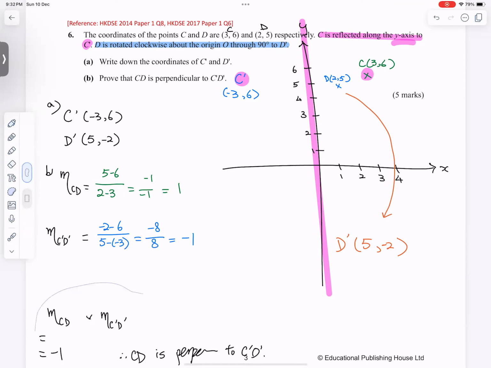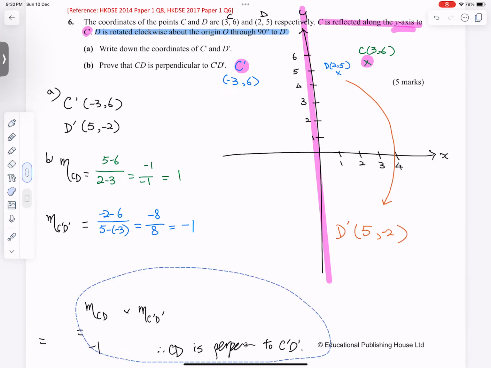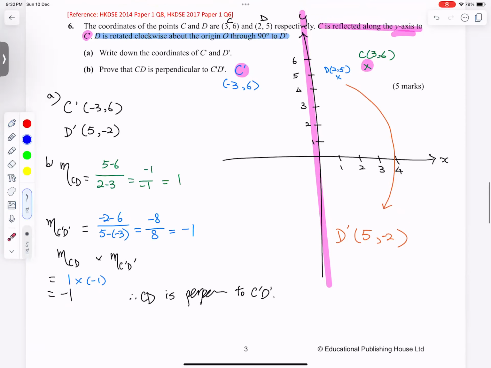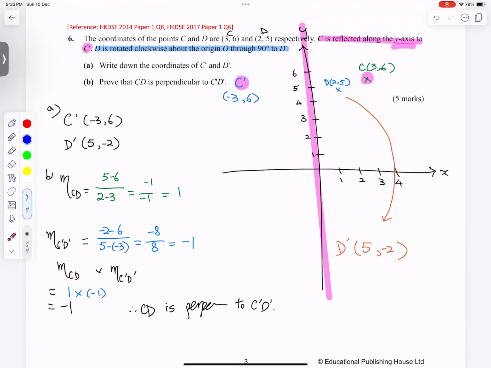And now the slopes have to multiply each other. One times -1 equals -1. And if it equals -1, we say they are perpendicular to each other.